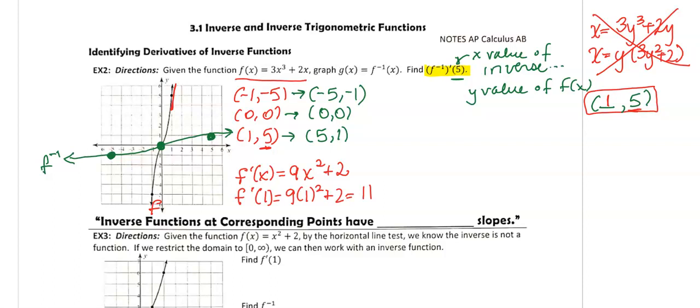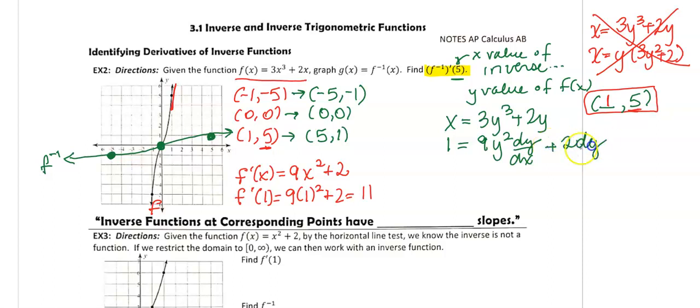Since we can't find the inverse of f, let's go ahead and set it up for the inverse. So let's switch our x and y. And we can still take the derivative using implicit differentiation. So this will be 1. Don't forget the dy dx. And now we want to solve for dy dx.